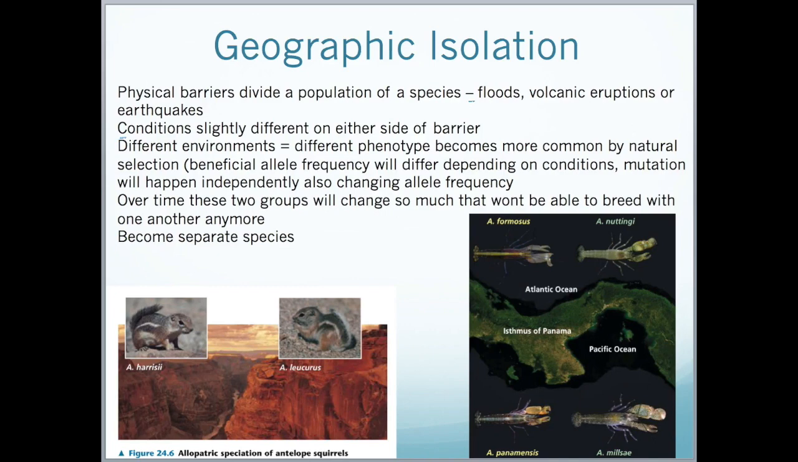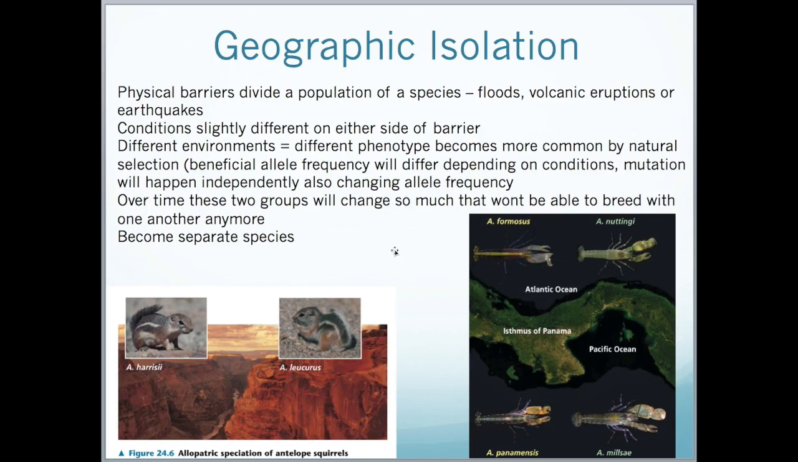So geographical isolation refers to when there is a physical barrier which divides the population of a species. For example, floods, volcanic eruptions, or earthquakes. So here I've got a picture at the bottom. Two types of squirrels that were divided in the Grand Canyon. And the phenotype happens because the conditions are slightly different on either side of the barrier. So the different environment leads to a different phenotype.